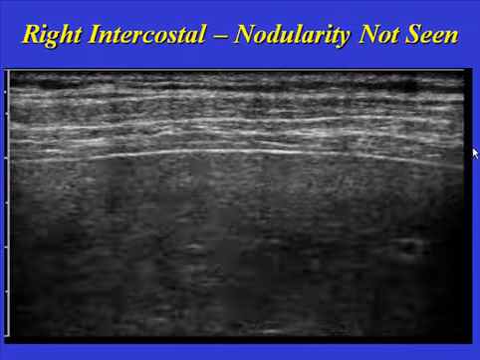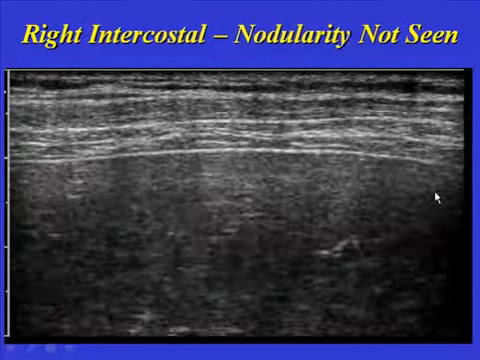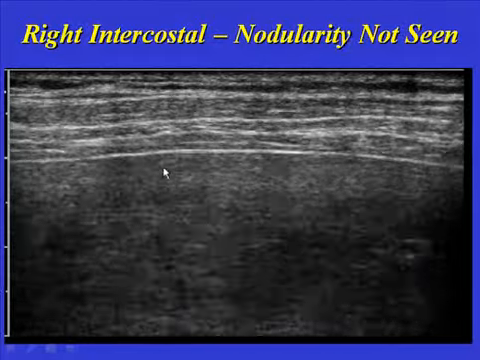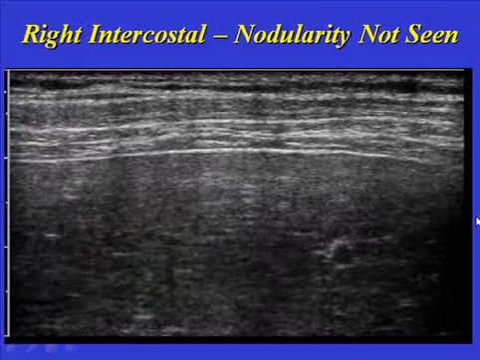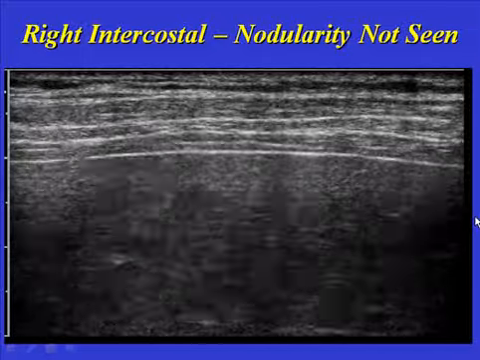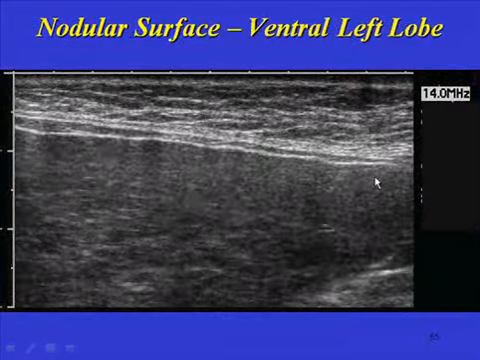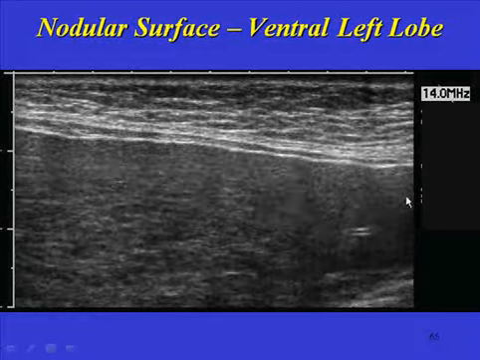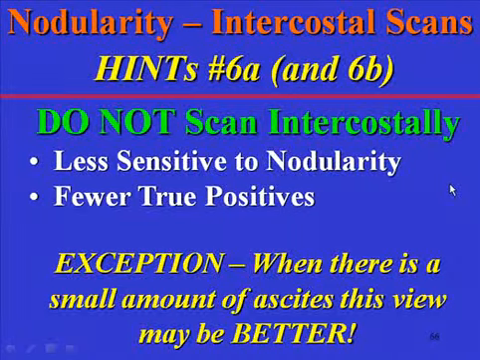And here's a scan that sort of shows you why I don't like scanning intercostally on the right. This doesn't really show any nodularity whatsoever scanning in this location. However, there is nodularity seen. This is very subtle, but it's real, of the ventral left lobe. So scan the ventral left lobe, not the right lobe.